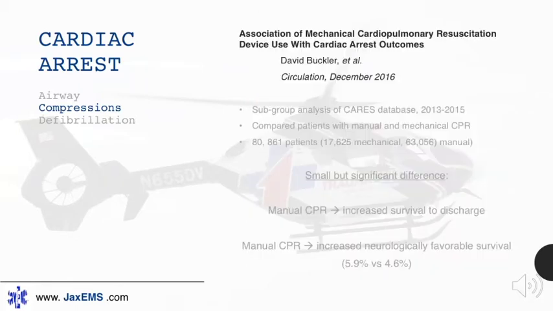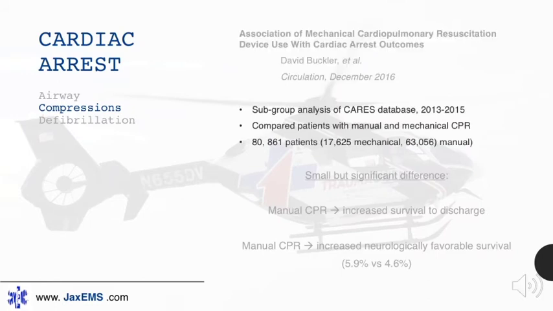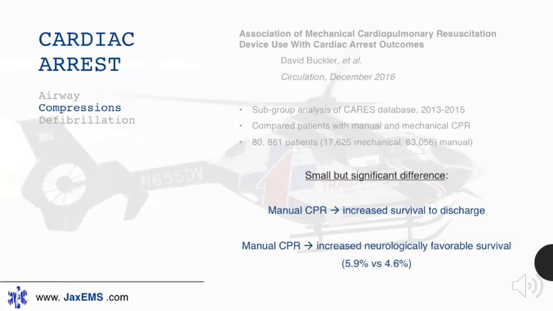So this study here is a subgroup analysis of the CARES database. CARES is a very big, statewide database in different states that looks at cardiac arrest. They looked at 3 years and compared patients with manual versus mechanical compressions, about 80,000 patients, most of which had manual compressions. There's a small but significant difference. Manual CPR actually increased survival to discharge, so a person just pumping on the chest instead of having a device do it. And manual CPR increased neurologically favorable survival.